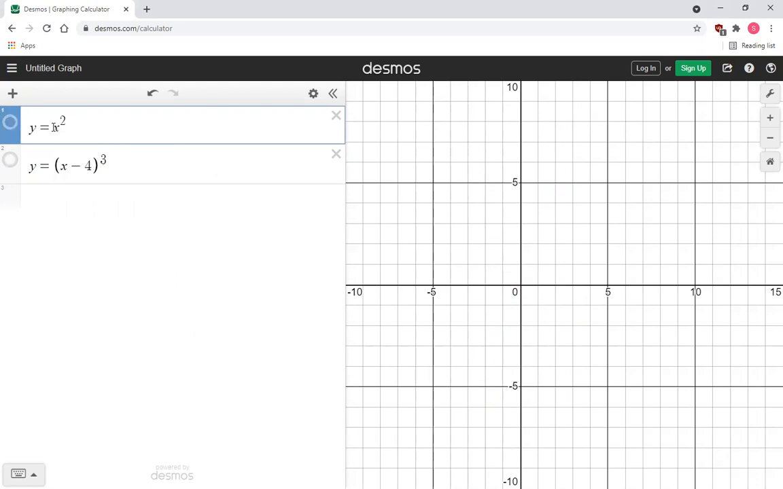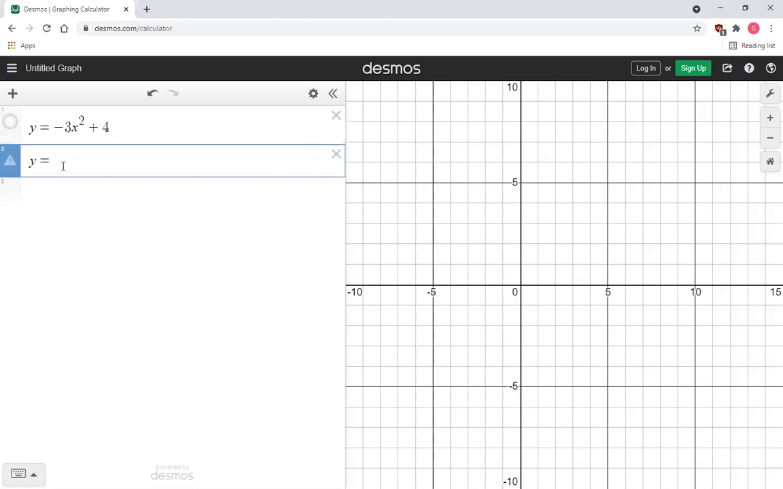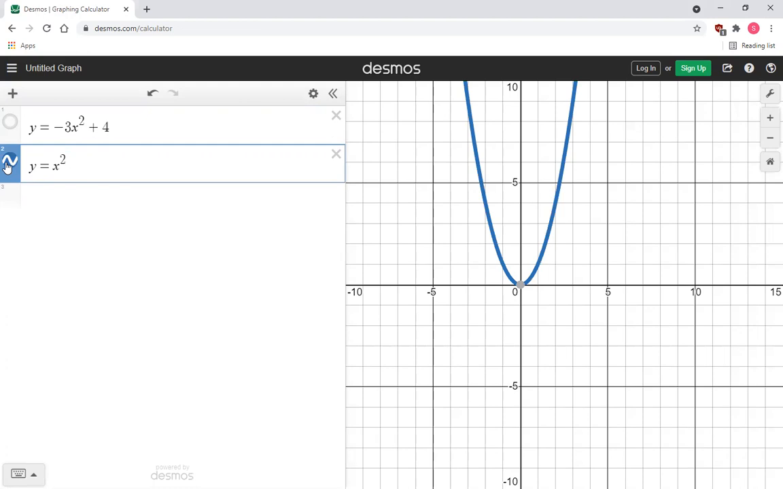So we've got x squared, but I'm going to actually go beyond that. What if we have 3, actually I'm going to make it negative 3. Negative 3 x squared plus 4. So negative 3 x squared plus 4. Now, what is that really going to do? Well, let's work through this and see. Our base function is x squared. So this is where we're starting.